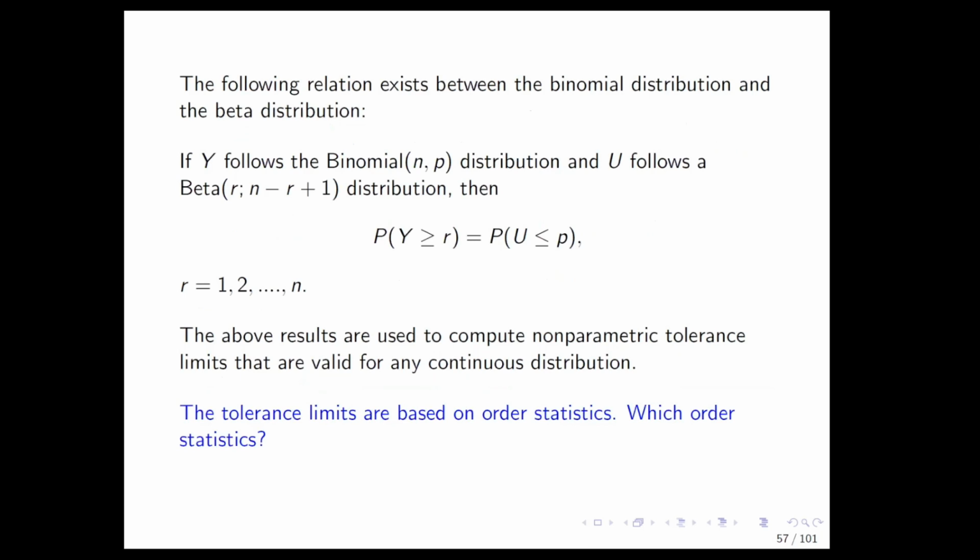Then between the binomial and the beta, there's a relation, which you may have seen. It says the following: if Y is binomial, then the probability that Y is greater than or equal to some quantity r is the probability that a beta random variable U is less than or equal to p. P is the probability under the binomial, and r is involved in the parameters of the beta distribution. These are the properties used to compute non-parametric tolerance limits, and they're based on order statistics. The question is, which order statistic?